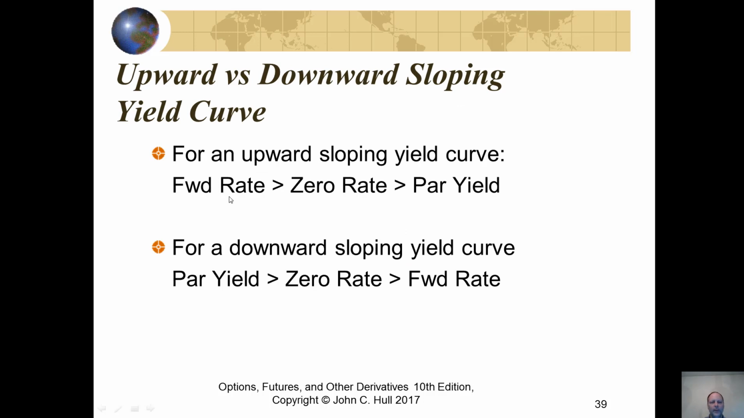As we showed for an upward sloping yield curve, forward rates are above zero rates. We could also say they are above par rates. For a downward sloping yield curve, we have a par yield above the zero rate, which is above the forward rate, exactly the opposite of for an upward sloping yield curve.